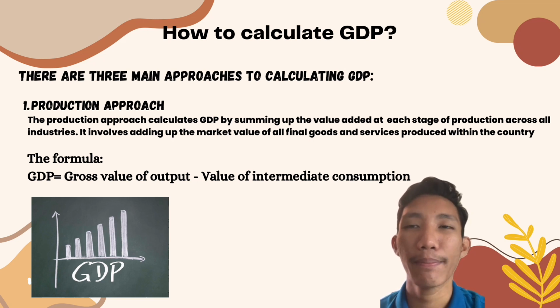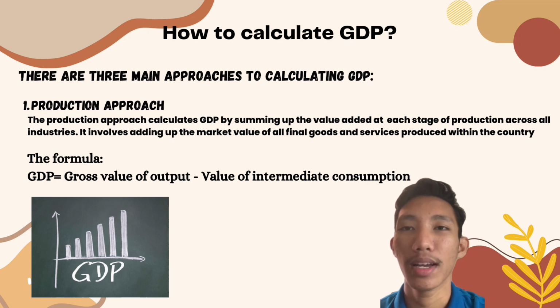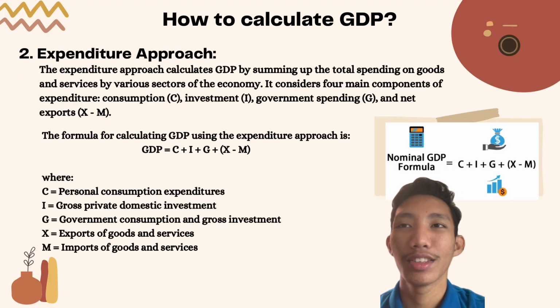The production approach calculates GDP by summing up the value added at each stage of production across all industries. It involves adding up the market value of all final goods and services produced within the country. The formula to calculate GDP using the production approach is GDP equals gross value of output minus value of intermediate consumption.